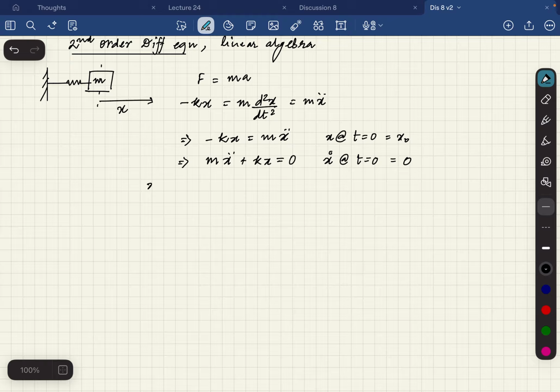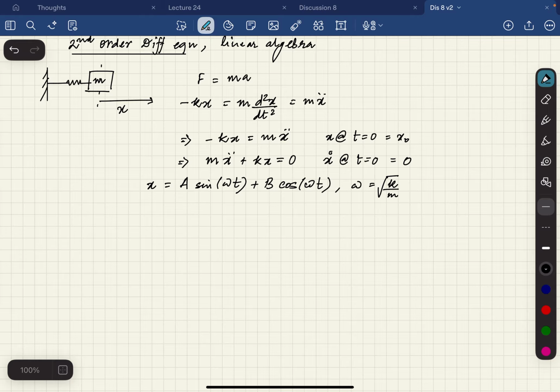So we go ahead and guess the solution. You can either do it by Laplace transform or you can do it by guessing the solution. I guess that taking an ansatz is the thing that a lot of you would be familiar with. So you write down a sine omega t plus b cos omega t, where omega is root over k by m, and then you need to find these arbitrary constants a and b.